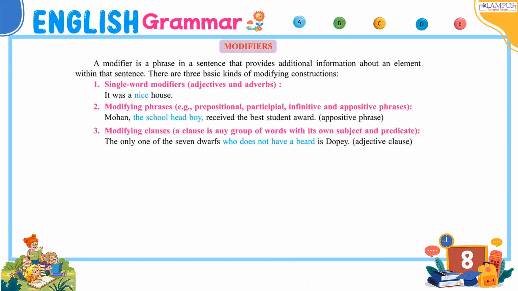Modifiers. A modifier is a phrase in a sentence that provides additional information about an element within that sentence. There are three basic kinds of modifying constructions. 1. Single word modifiers, adjectives and adverbs. It was a nice house. 2. Modifying phrases, for example, prepositional, participial, infinitive and appositive phrases.